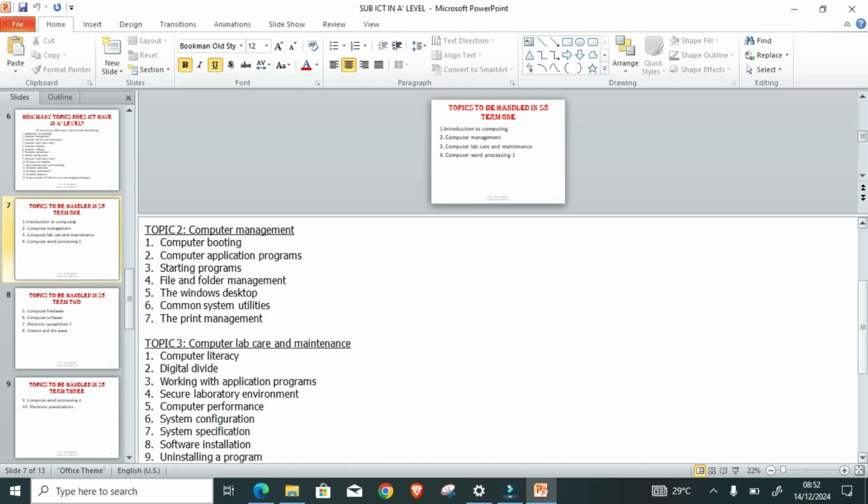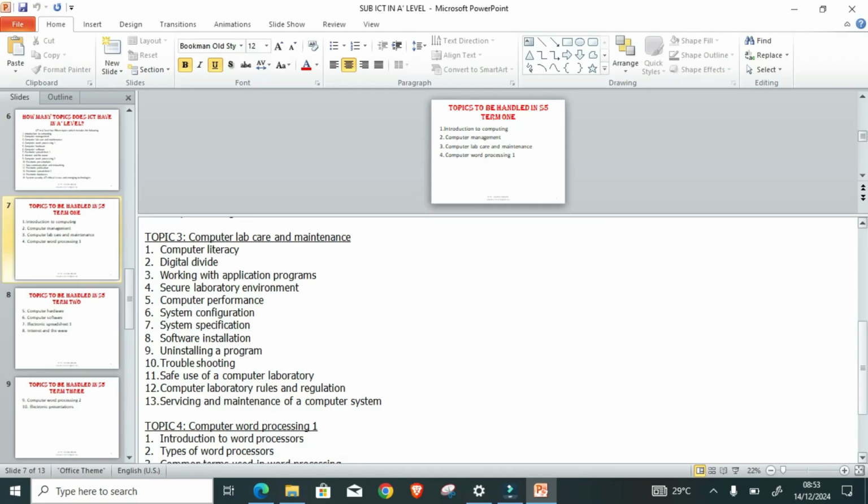Under computer management, you have things such as computer booting. Booting simply means the act of shutting down or restarting of a computer. Then we have computer application programs, starting programs, how to start programs, file and folder management. I'm going to cover the Windows desktop, the common software utilities, and finally the printing management, how to use the printer to come up with hard copies. So those 7 things are meant to be covered in topic 2.